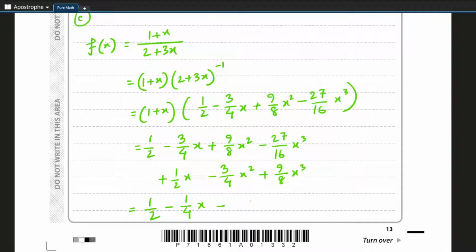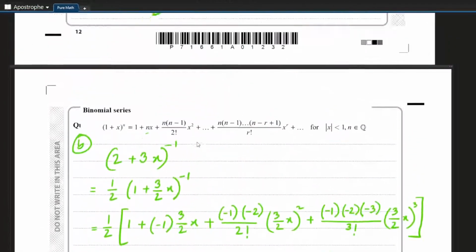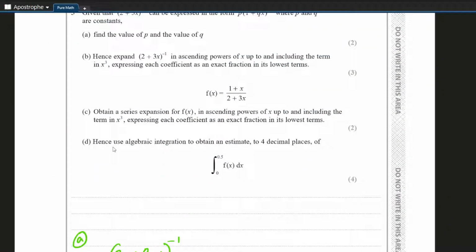Then 9 over 8 minus 3 over 4 is positive 3 over 8, x squared. Then 27 over 16 plus 9 over 8 is minus 9 over 16, x cubed.